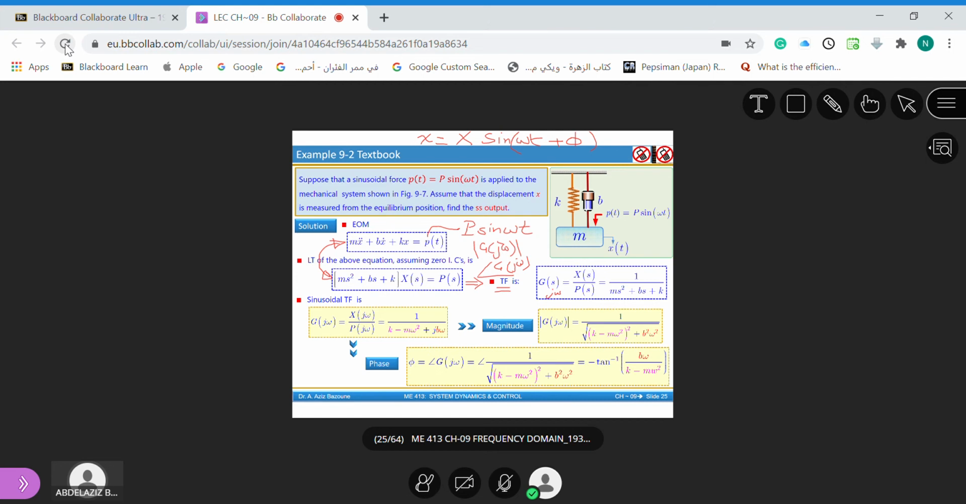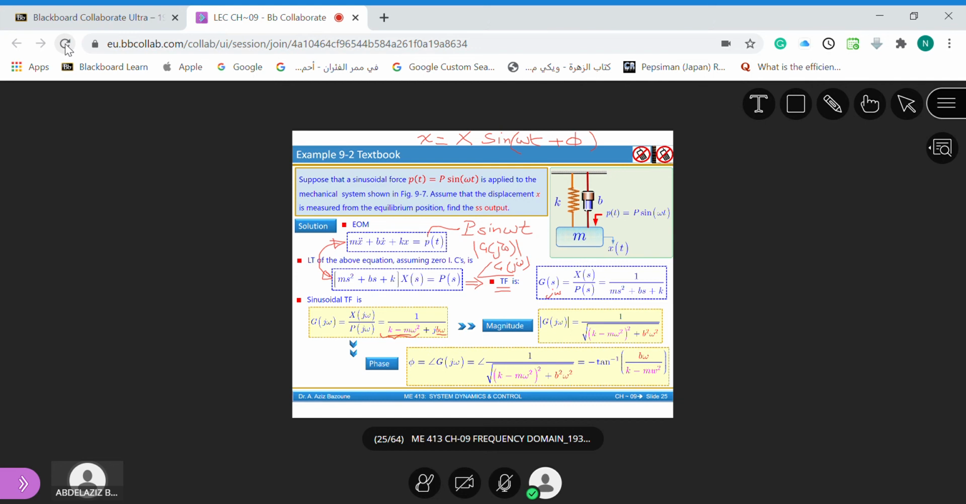When you square s, it will be j omega squared, and j squared will be minus 1, so you will have k minus m omega squared plus j b omega. K minus m omega squared is the real part, j b omega is the imaginary part. Here we have to distinguish what will be the real part and what will be the imaginary part.